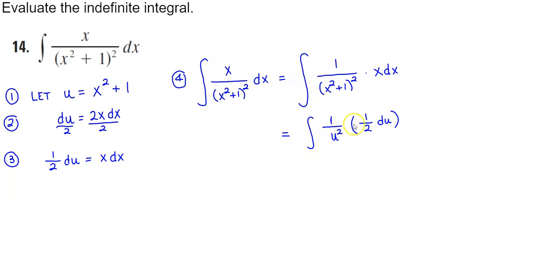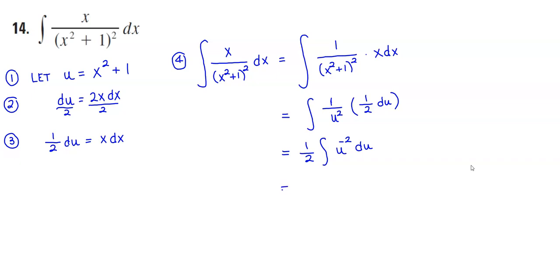Okay, so now I'm going to factor out the 1/2. So that's 1/2. And if you notice, this is 1 over u to the second power. What might be best to do is rewrite this as a negative exponent. So this is 1/2 times the integral of u to the negative 2, and then that's du. Okay, and so now we're going to take the antiderivative of u to the negative 2, so that's u to the negative 2 plus 1 over negative 2 plus 1, plus the constant c.